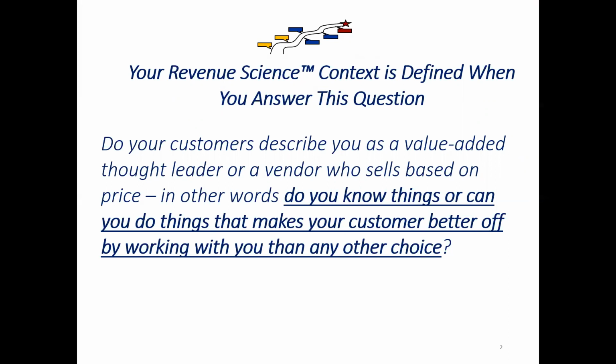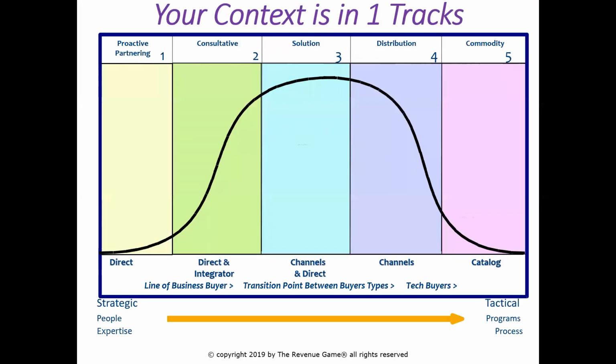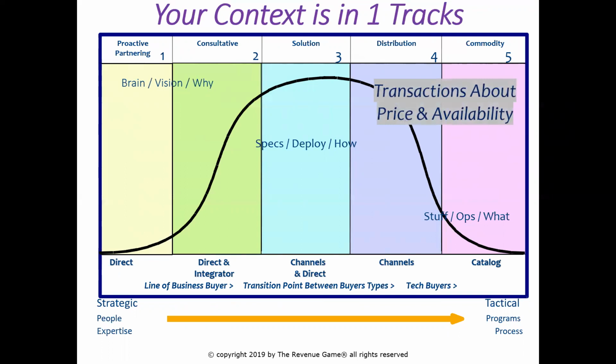In other words, do you know things or can you do things that make your customer better off by working with you than any other choice they have? The reason this is so important is it establishes your playing field. And you've seen this before if you've been with us. This is the theory of diffusion, diffusion of innovation, or we just call it the bell curve. Anything that's occurring on the right-hand side is transactional. It's like copy paper. How much is it? Do you have any in stock? It's price and availability, and all the copy paper is the same.